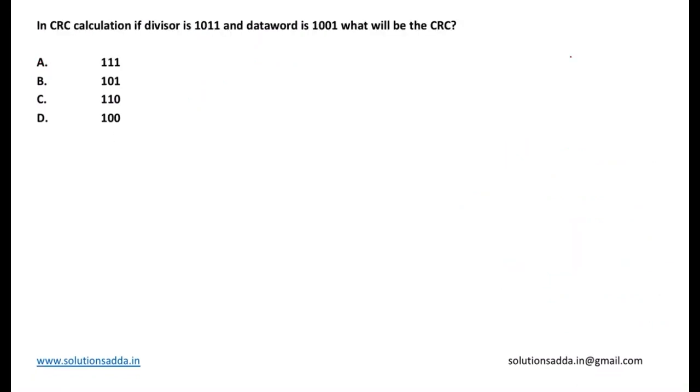This is a question from computer networks. In CRC calculation, if the divisor is 1011 and the data word is 1001, what will be the CRC? Options are 111, 101, 110, 100. CRC stands for cyclic redundancy check.